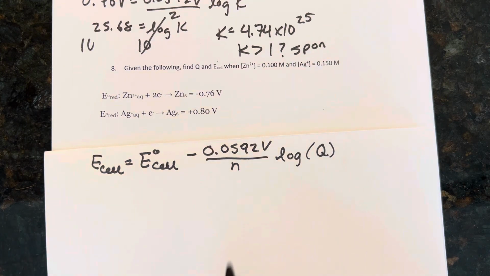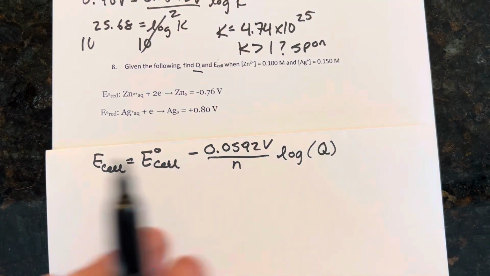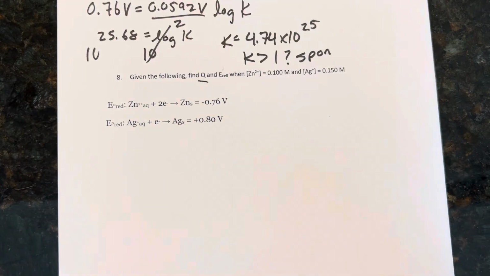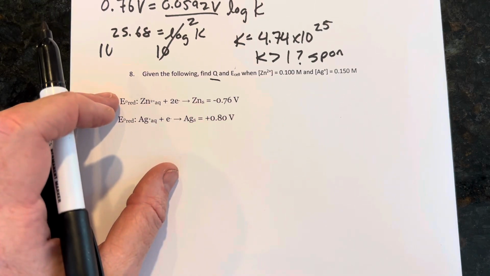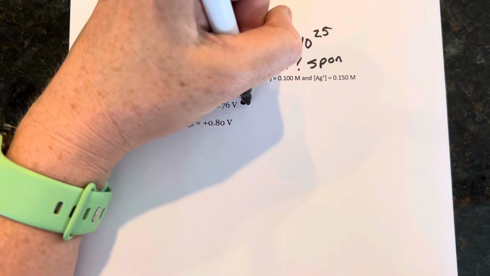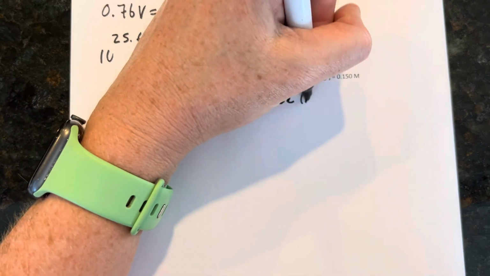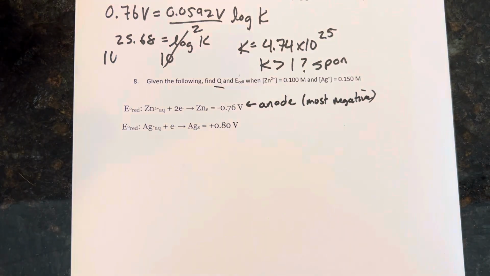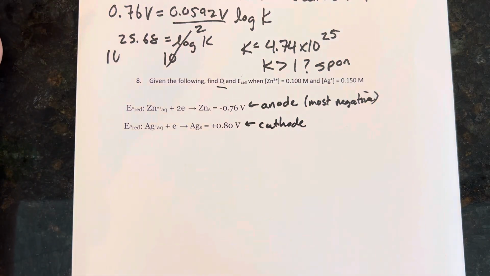All right, it tells us various things, but first it asks us to find Q. Remember, Q is products over reactants, right? But we can't do products over reactants if we don't know the reaction in general anyways. And so we have to make this assumption that we're going to control the reaction. Remember, the most negative thing in a spontaneous reaction is going to be the anode. Again, that's because it's the most negative. That makes this guy the cathode, because it's a bigger number.